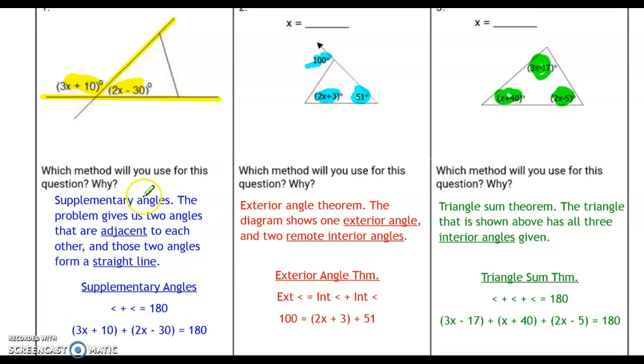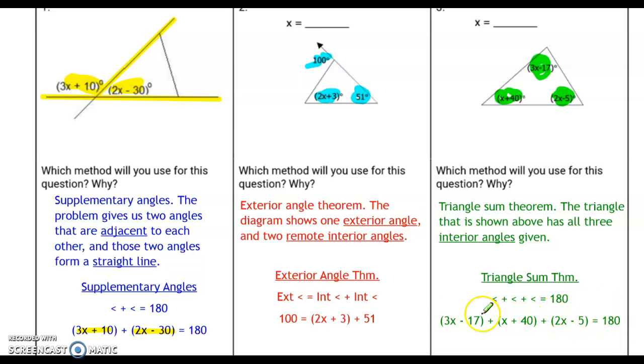All right, hopefully this makes sense to you. We have those two interior angles, the two angles that form a straight line. They equal up to 180. And then in this case, we identified the exterior angle, which was 100, and the two remote interior angles, which are 2x plus 3 and 51. And in this case, we simply took all these angles, added them all up, and set them equal to 180.